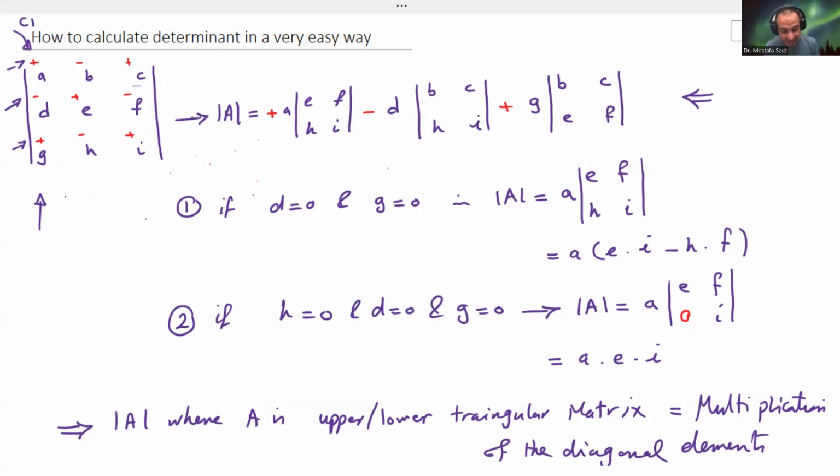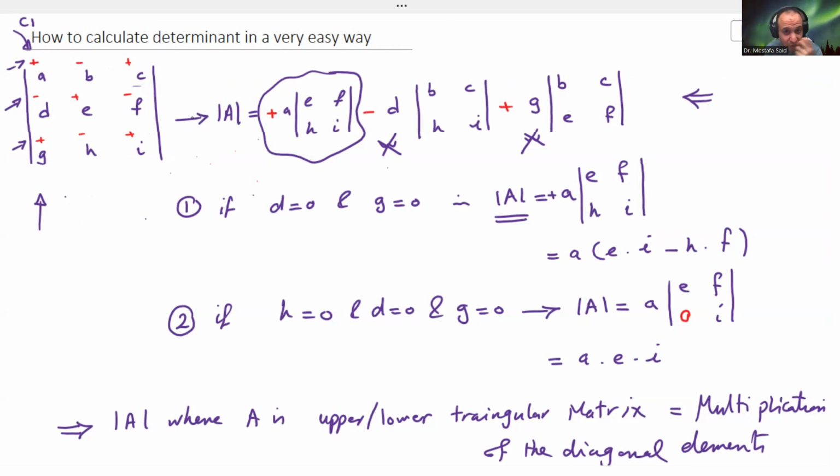What if D and G were zeros? If D and G are zero, what's going to happen? You're going to end up with the determinant of the matrix, let's call it A, being only the first term here: positive A times the determinant of EF, HI. This will be cancelled out, because 0 multiplied by anything is 0. You're going to end up only with the first term, A determinant EF, HI.